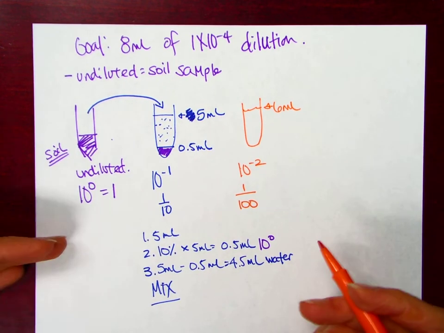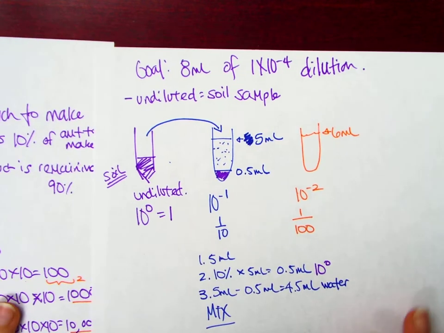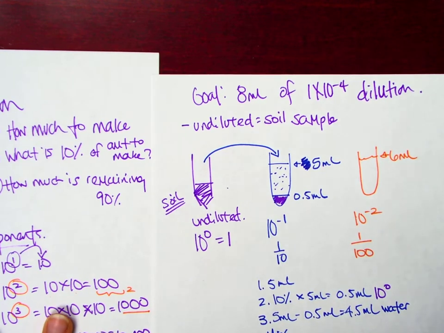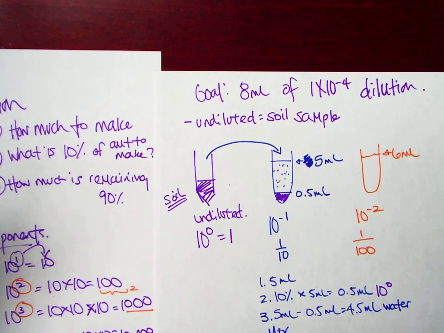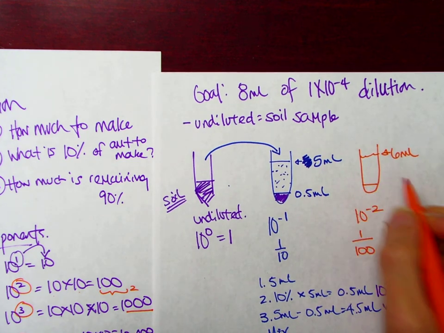So our first question is going to be, how much do we want to make? Let's see if I can scooch this. How much do we want to make? 6 mils. What is 10% of 6 mils? No problem. That is very obviously 0.6 mils.